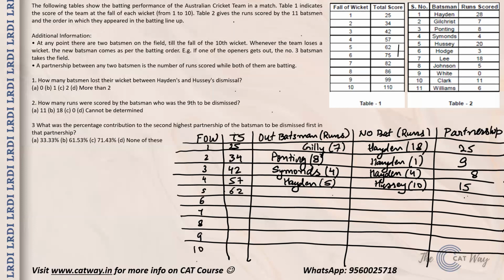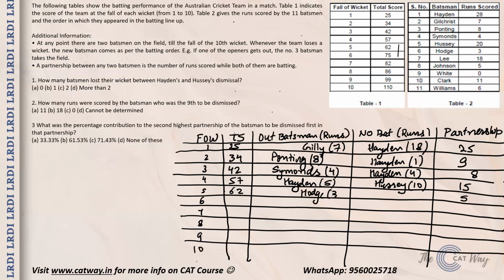Another 5-run partnership was there between Hussey and Hodge. When Hodge came, Hussey was at 10 runs. Even if he scores the 5 runs that were made in this partnership, he still won't be able to finish his 20 runs. That means when the 5th wicket fell, it cannot be Hussey who got out. So the person who got out has to be Hodge.